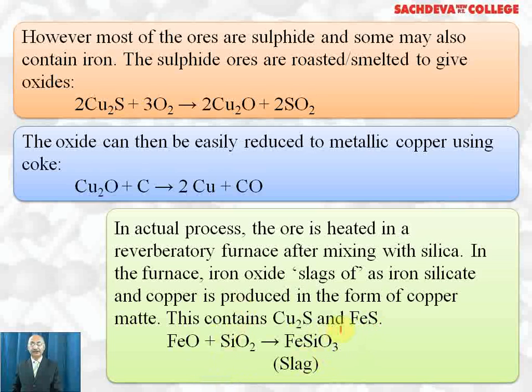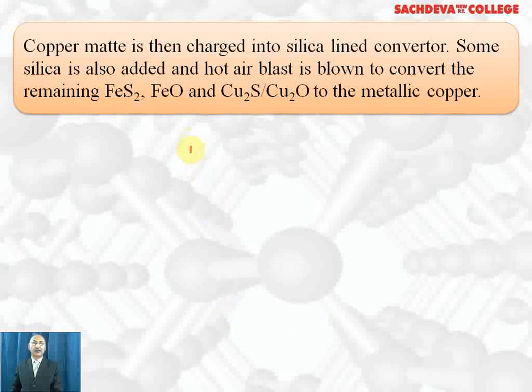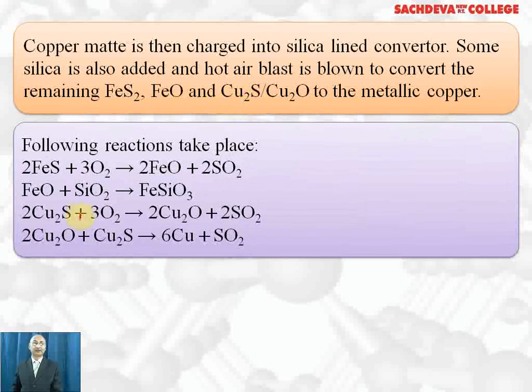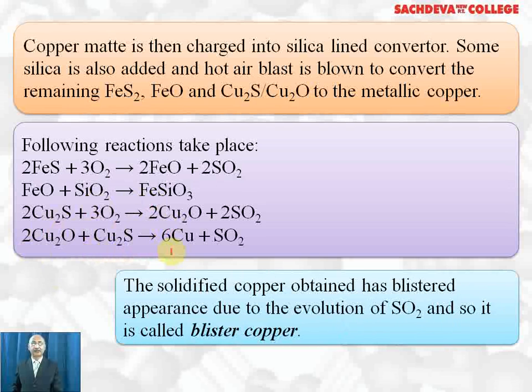And copper matte contains Cu2S and FeS. Copper matte is then charged into a silica-lined converter, where silica is also added and a hot air blast is blown to convert remaining FeS to FeO and Cu2S to Cu2O and finally to metallic copper. The following reactions take place: 2FeS plus 3O2 gives you 2FeO plus 2SO2. FeO plus SiO2 gives you FeSiO3. 2Cu2S plus 3O2 gives you 2Cu2O plus 2SO2. 2Cu2O plus Cu2S gives 6Cu plus sulfur dioxide.